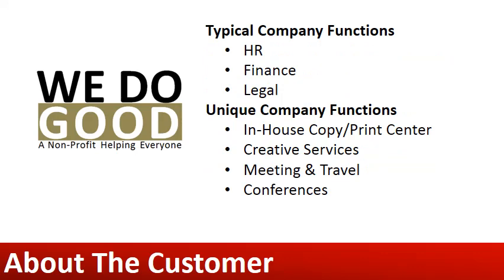So the company had typical company functions like HR and finance and legal, but as I said in the previous screen, because they did all these really unusual things, they also had a lot of unique company functions. So for example, they had their own in-house copy and print center, so they could print all the materials that were used in the conferences and the training sessions throughout the year. They had a creative services unit, and we'll cover this a little bit later, but it was made up of design services, graphics artists, editorial services, doing proofreading and grammatical checking of printed material, and the multimedia services.